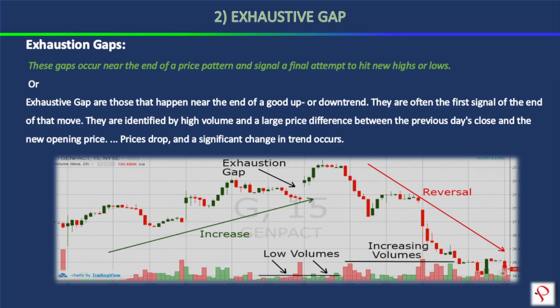Then we'll talk about the exhaustion gap. These gaps occur near the end of a price pattern and signal a price attempt to hit new highs or lows. So this is what we refer to as the exhaustion gap. They are those that happen near the end of a good up or down trend. They are often the first signal of the end of that move. They are identified by high volume and are large price differences between the previous day's close and the new opening price.